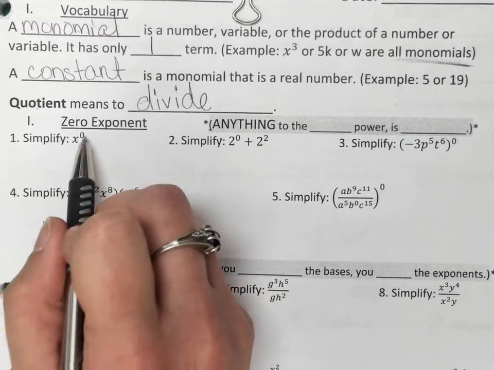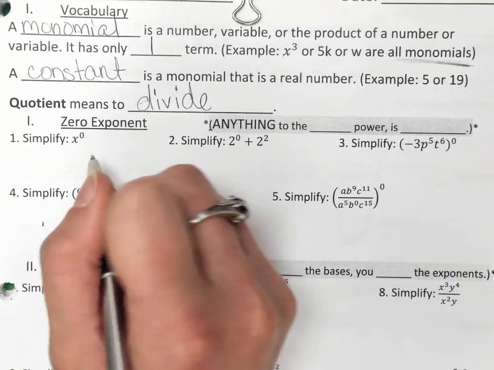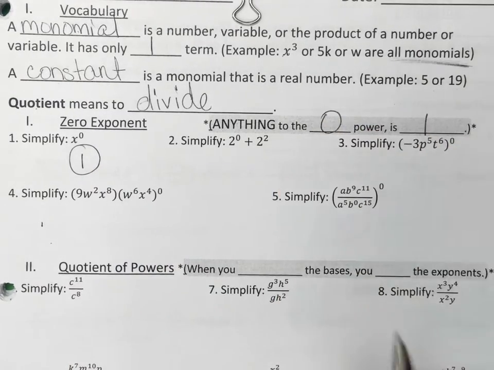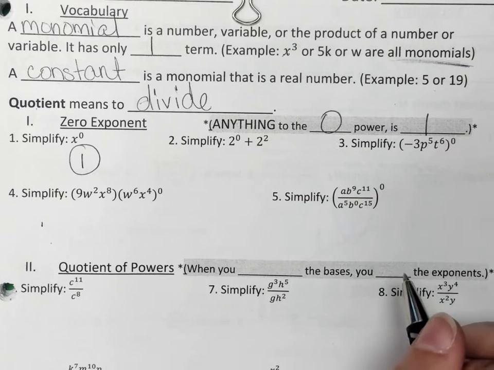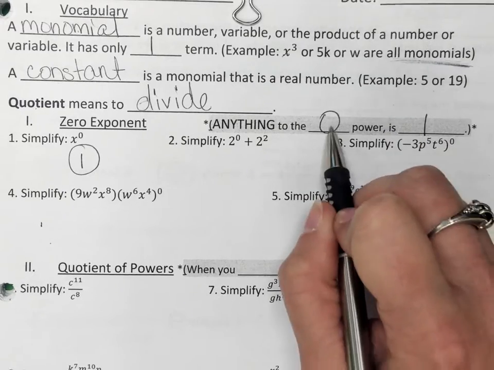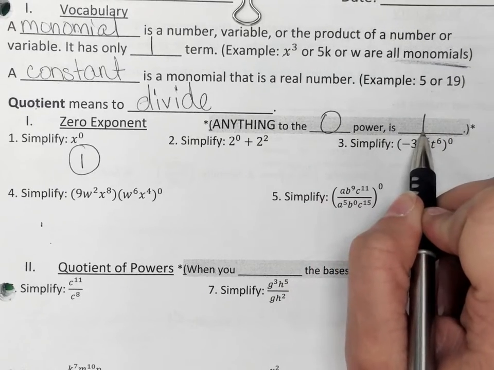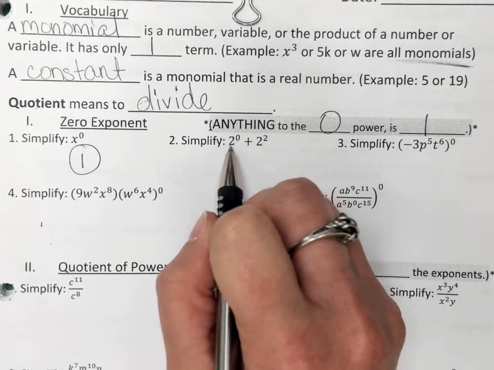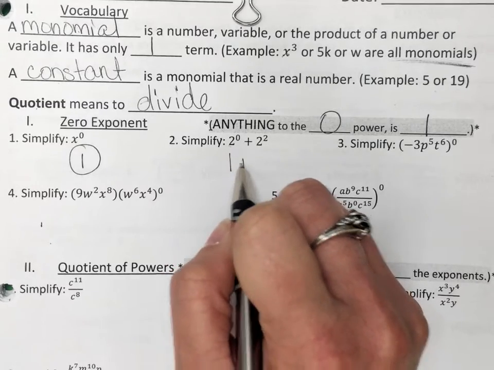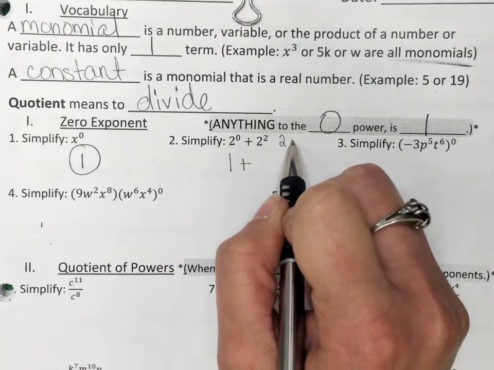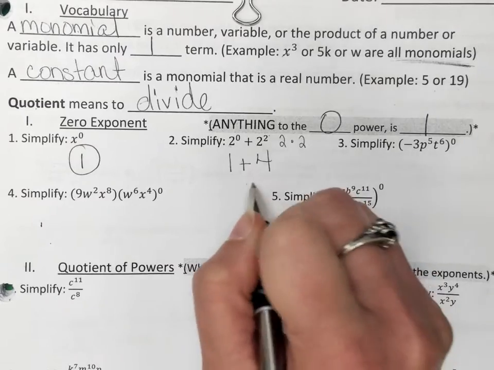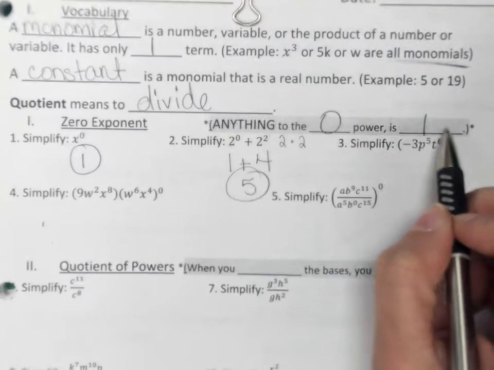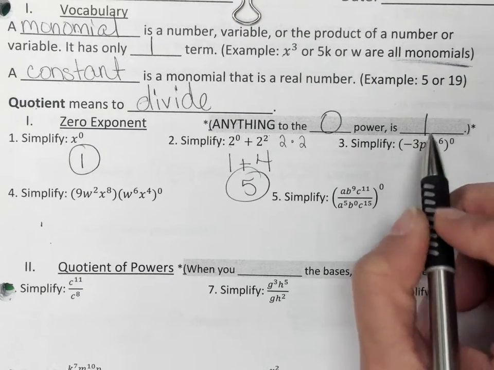All right. Anything to the 0 power is what? 1. This is just a review. Anything to the 0 power is 1. Did y'all fill that in? Does that mean 2 is 1? Nope. That means the first piece is 1, plus what's 2 squared? What's 2 times 2? 4. How much is 1 plus 4? 5. There you go. All right, what about number 3? Anything to the 0 power is 1.